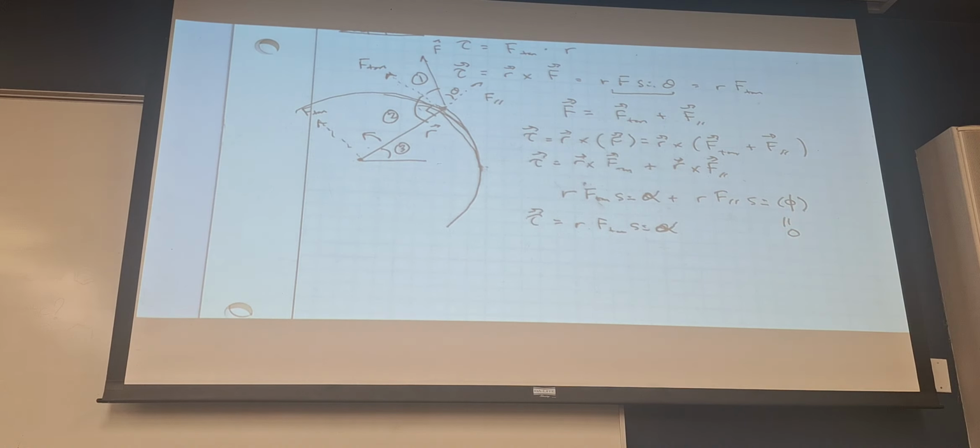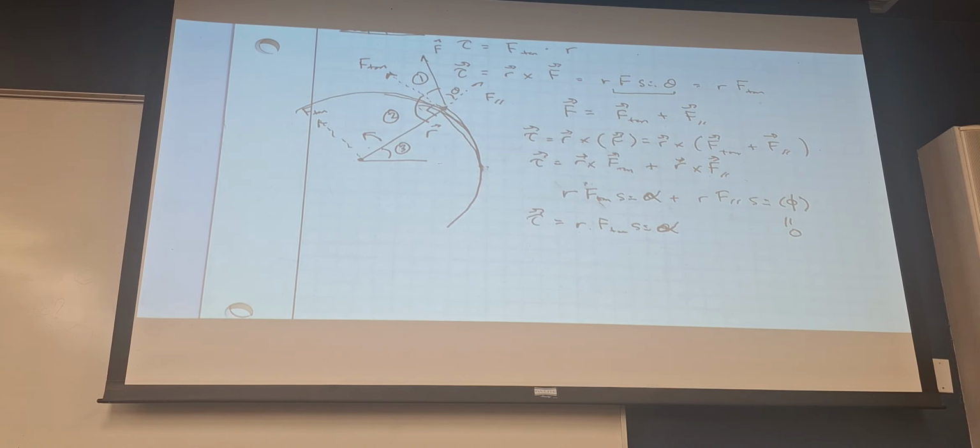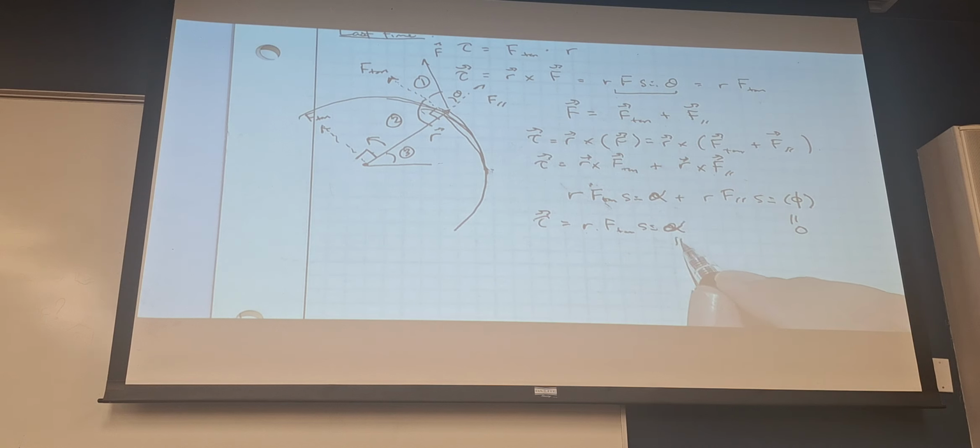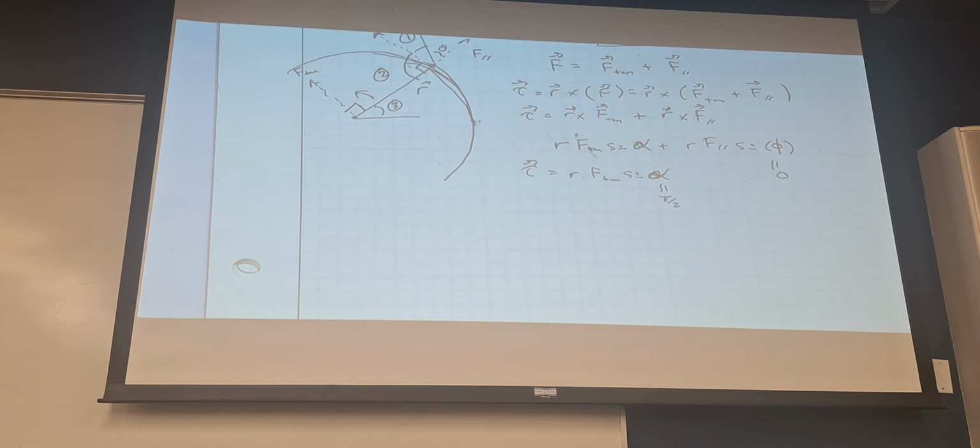And now what's the angle between F tan and R? Well, it's this one here, right? And so the angle between them is 90 degrees, and so this is just pi over 2, and sine of pi over 2 is just 1, right? So also this needs to have a little unit vector there. So this becomes tau equals r F tan n hat.